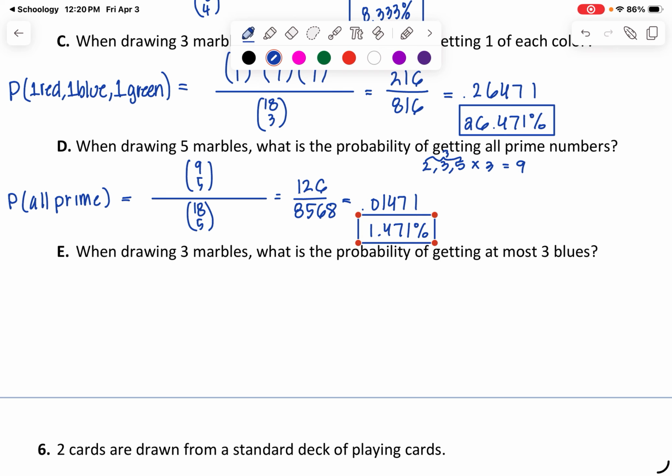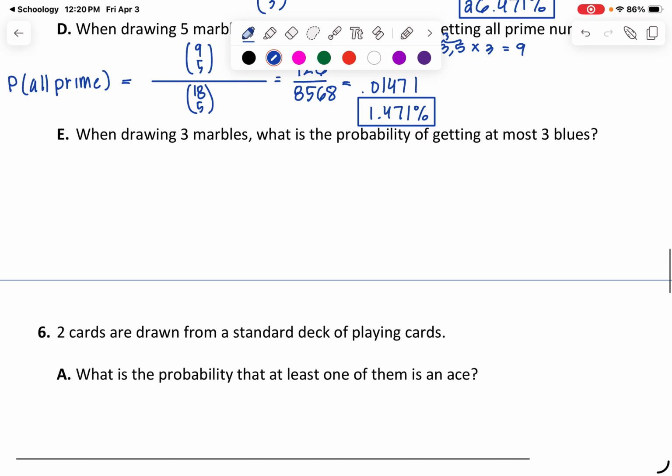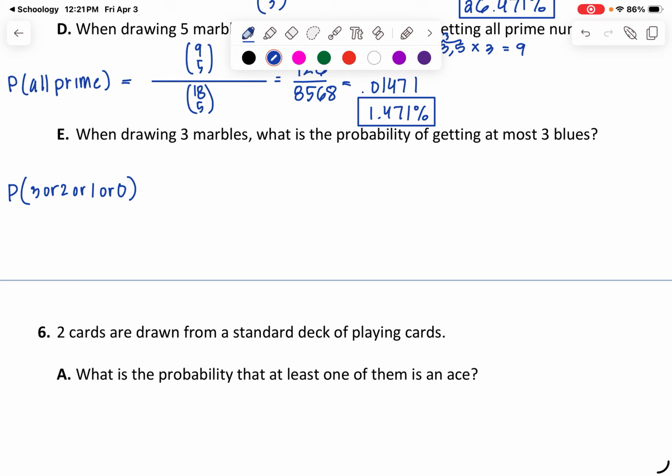Okay, goody goody. All right, when drawing 3 marbles, what's the probability of getting at most 3 blues? At most 3 blues. Okay. So at most 3 blues means that you could get 3 blues, all right? Or you can get 2 blues. So I should write the word or. So you can get 3 or 2 or 1 or 0 blues.